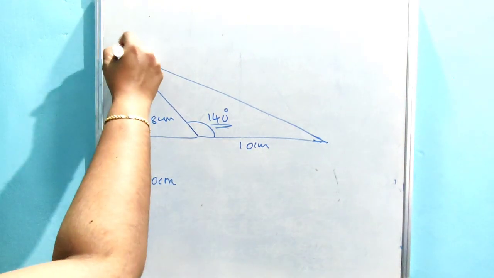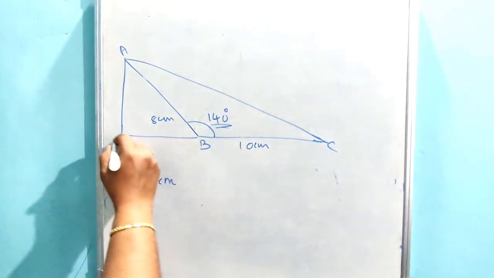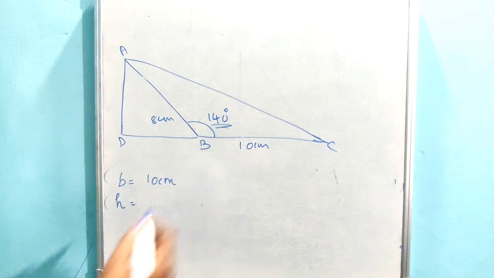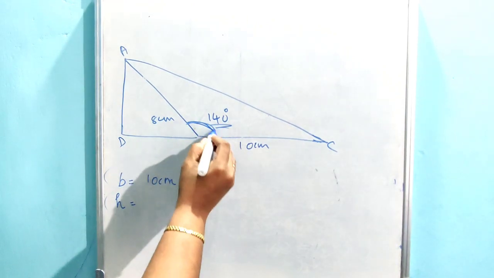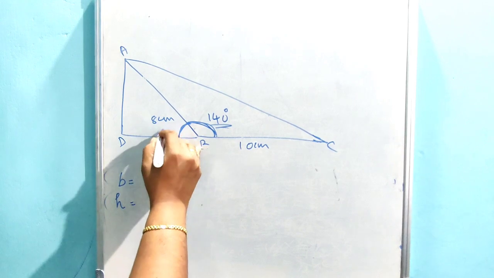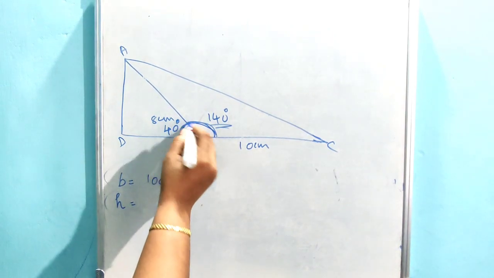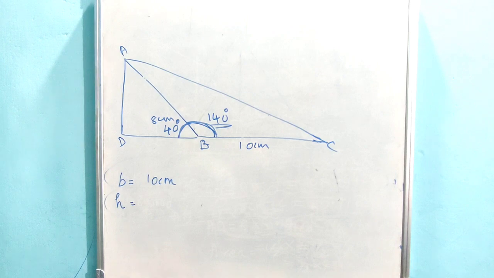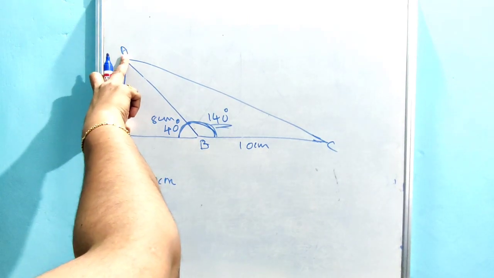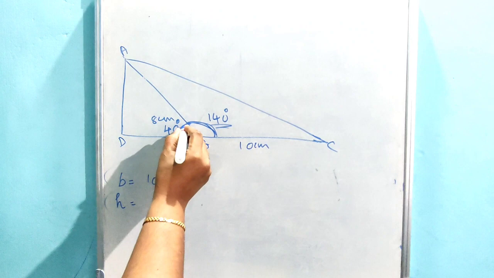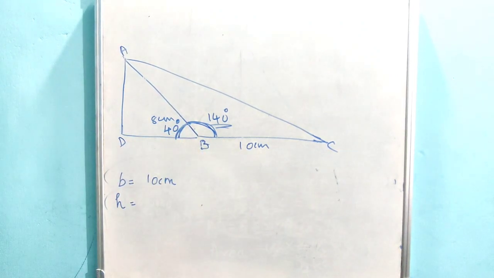Here also I am going to name this triangle as ABC and this point as D. Then if this angle is equal to 140, what about this angle? That angle is equal to 40 degree, because this forms a linear pair. So we have this angle is equal to 40 degree. And if we consider the triangle ABD, how do we find this AD? AD is the opposite side of this 40 degree.